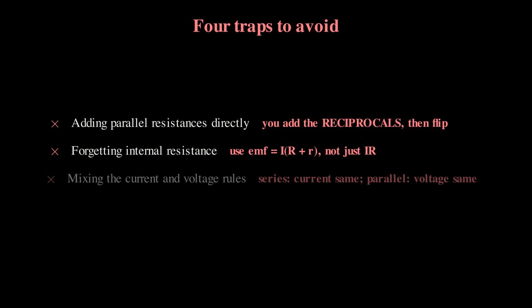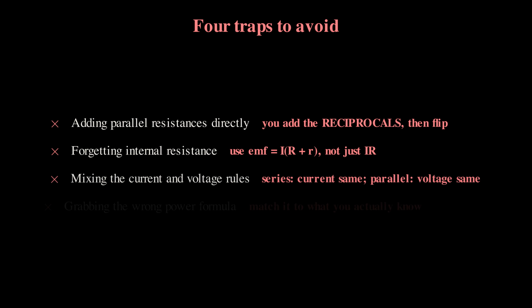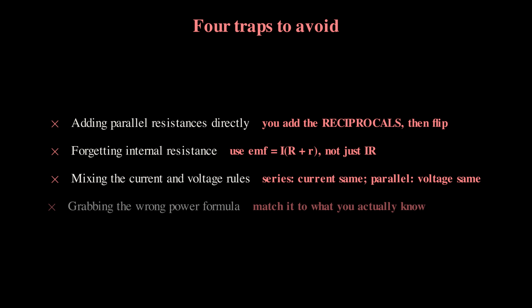3. Mixing up the rules. In series, the current is the same. In parallel, the voltage is the same. Swap them and everything unravels. And 4. Grabbing the wrong power formula. Match it to the quantities you were given. Dodge these 4, and B5 becomes reliable marks.